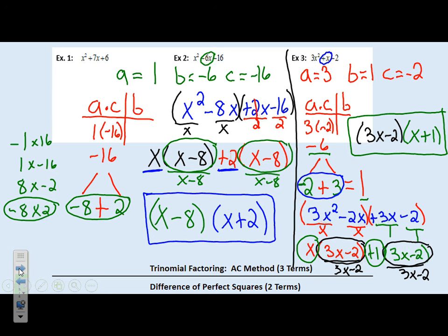The biggest thing is we have to remember we have to take a times c. Once we figure out what that is, we have to find the factors of that number that will add up to our b, or our middle term. All right, moving on to difference of perfect squares.